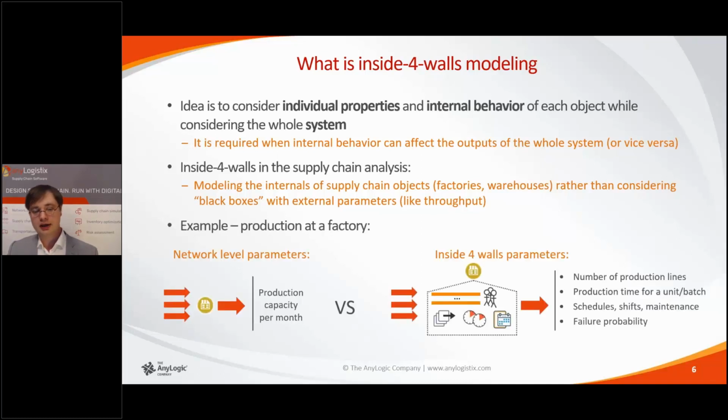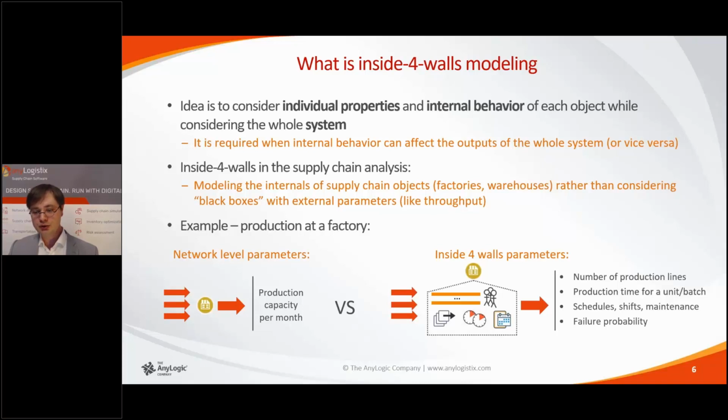Let's say we have a factory with production. We can define the production at the factory quite easily. We can have one parameter which is production capacity per month, so basically how many product units we can produce during 1 month. And we can work with that on a simulation level or network optimization level, anywhere.